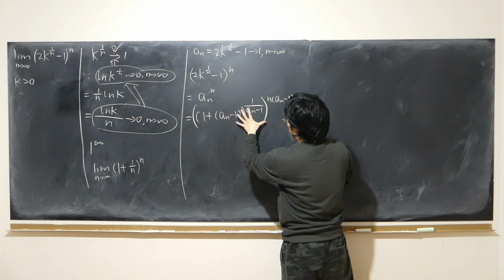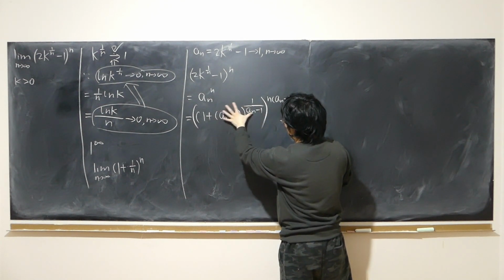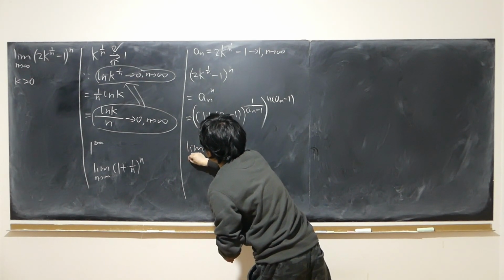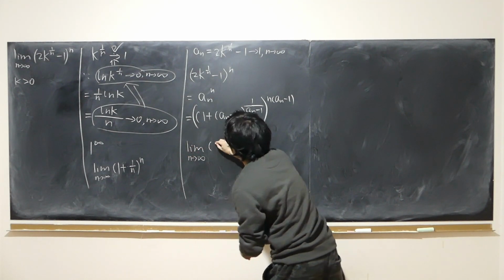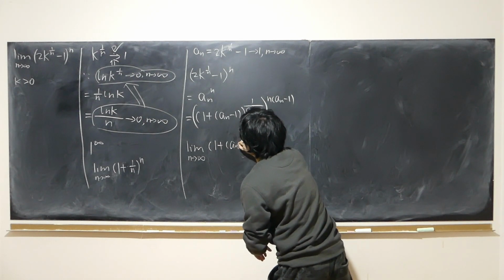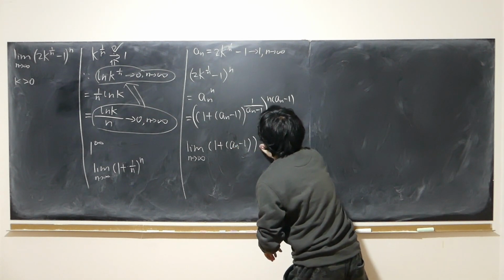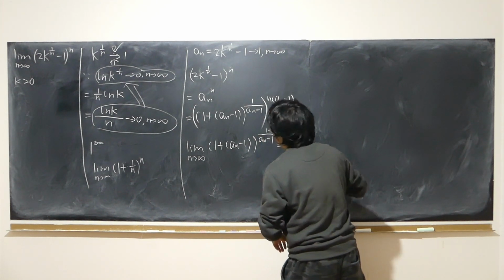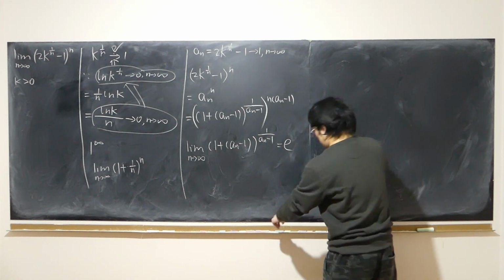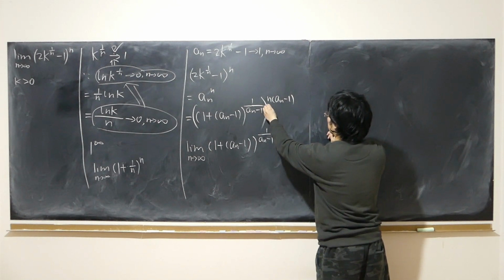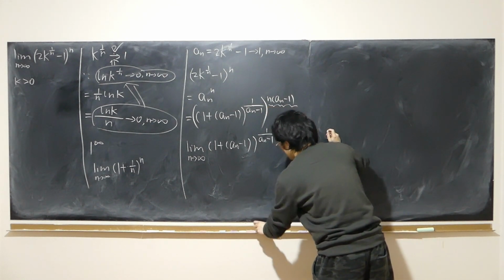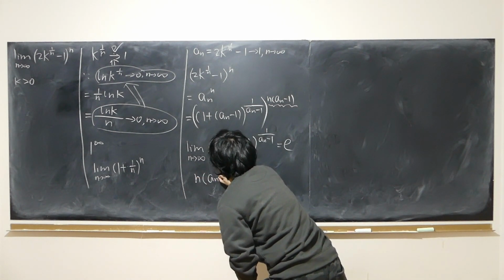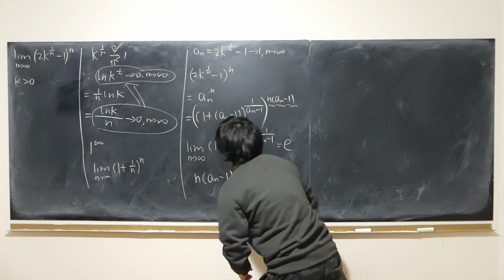Notice this time the base, (1 + (a_n − 1)) to the power of 1/(a_n − 1), is approaching e. Keep this in mind. So all I need is to focus on the power, n times (a_n − 1).